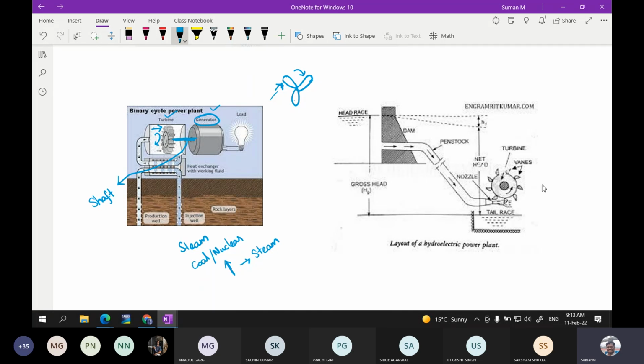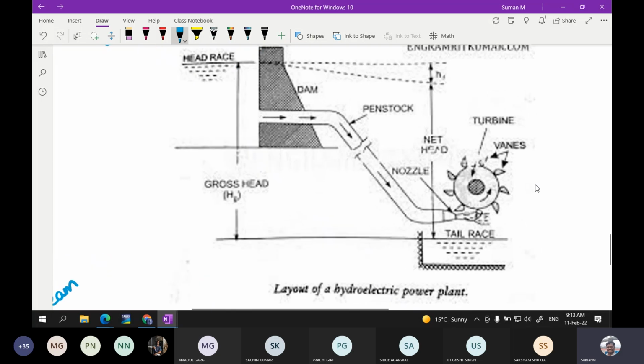Okay, so here you can see clearly, this is for wind generation. This is for hydropower generation. Here the water is coming from this location, and then the water is allowed to hit this turbine. This is the turbine part. Because of the energy in the water, this turbine is going to rotate in the anti-clockwise direction.